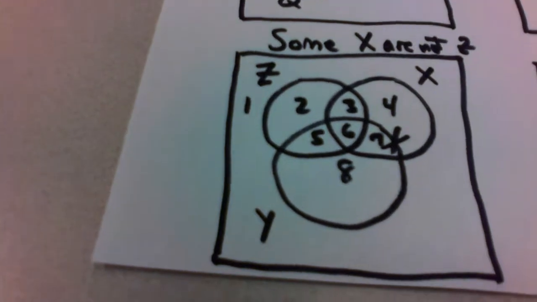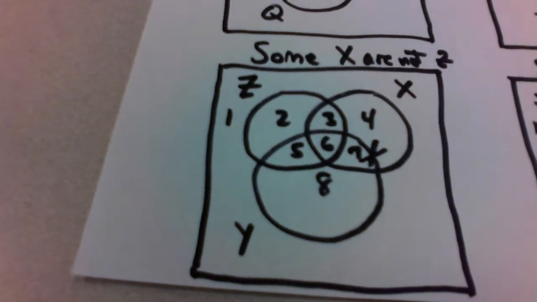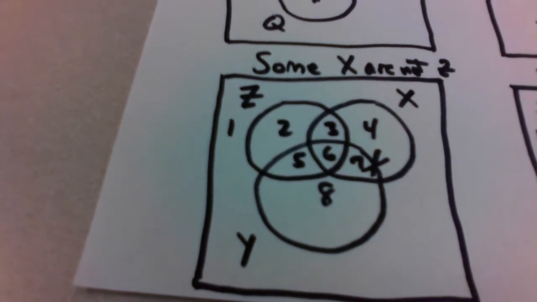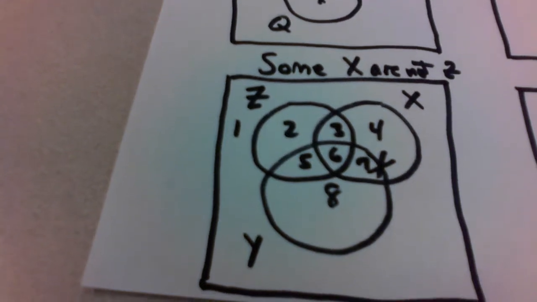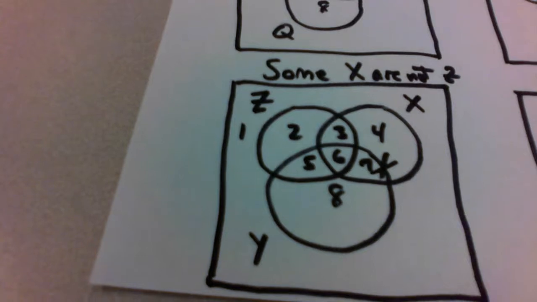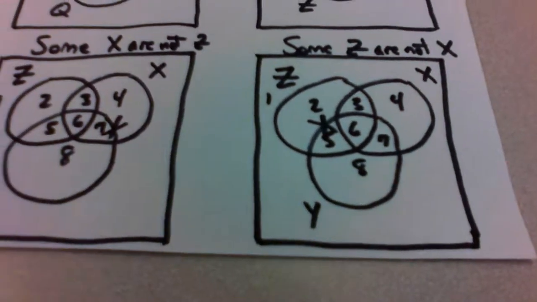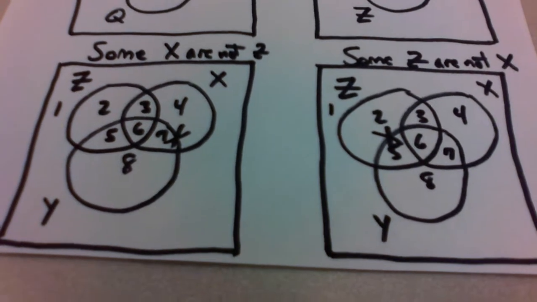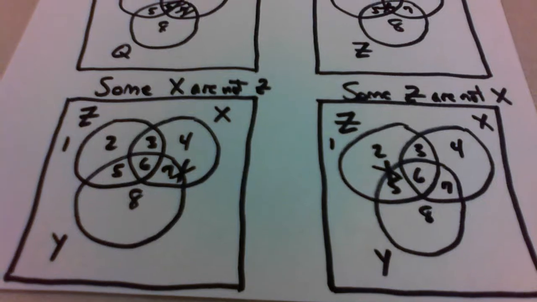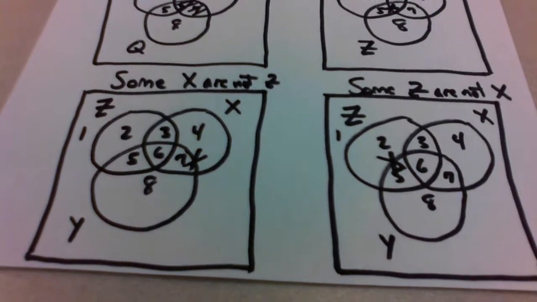All right, right here we get some X are not Z, and that says we have something, it's X and it's not a Z. So you can take some time and get used to it. The X's that are not Z are indeed 4 and 7, and so we have a mark between those 2 areas, as is pictured. By contrast, maybe this is helpful, if instead it said some Z are not X, we're looking for something that's Z rather than not Z, and we're looking for something that's not X rather than is X, and that winds up being 2 and 5, as is pictured here.